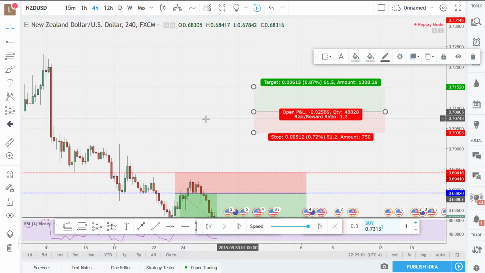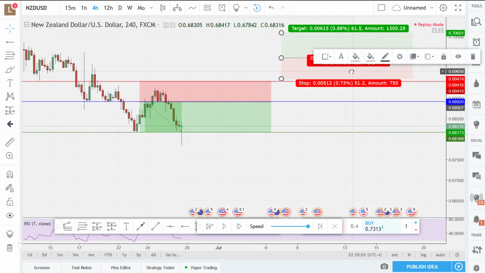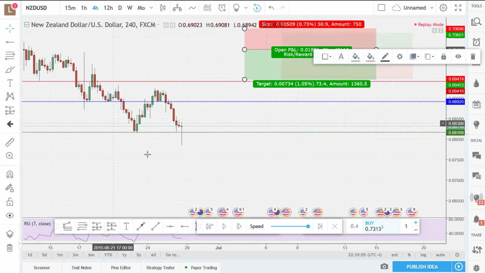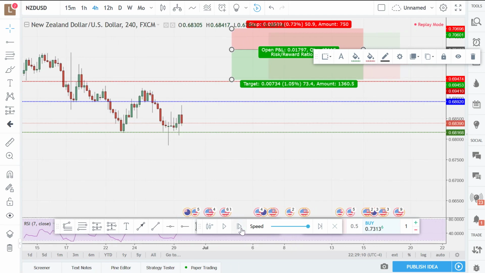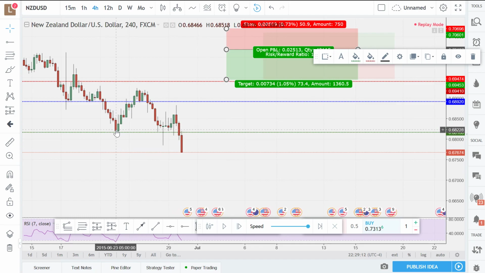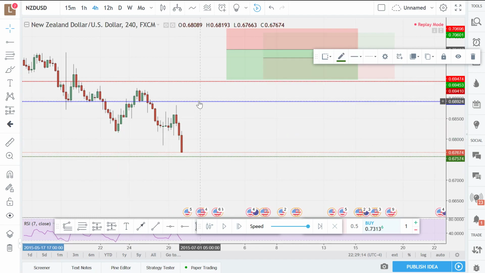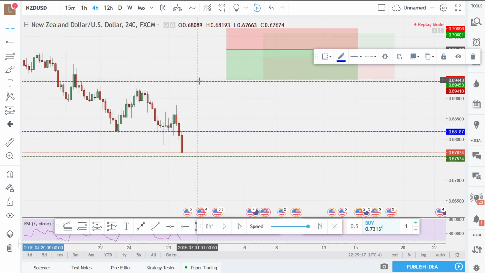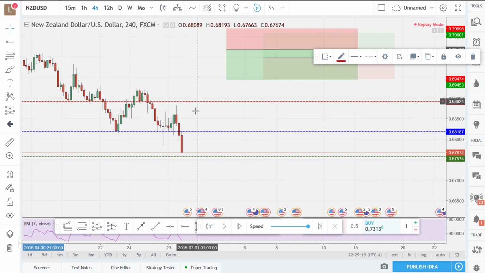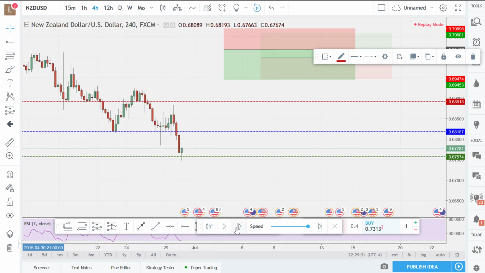So let's move this down here and let's see if something else will develop. It's here to the side. So this was a good trade. I followed the plan. Broke through here. Let's see what happens here. Maybe there's something here.